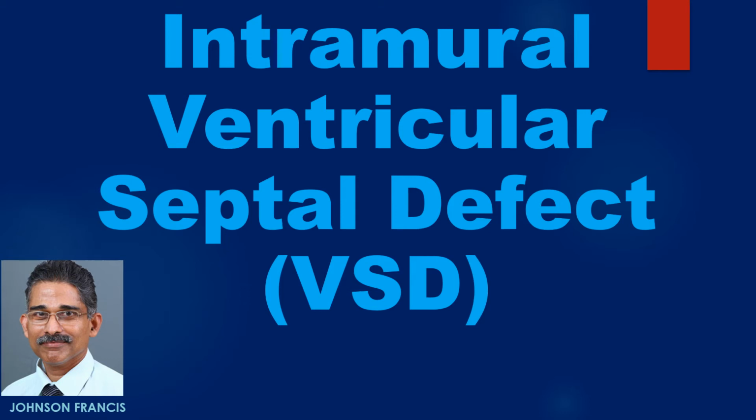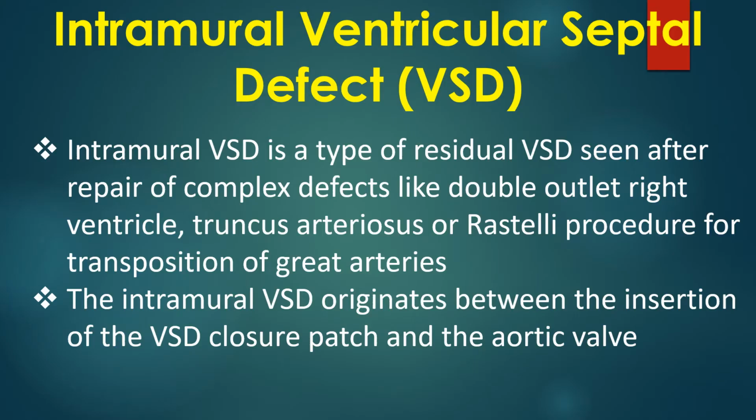Discussion on intramural ventricular septal defect after repair of conotruncal anomalies. Intramural VSD is a type of residual VSD seen after repair of complex defects like double outlet right ventricle, truncus arteriosus, or Rastelli procedure for transposition of great arteries. The intramural VSD originates between the insertion of the VSD closure patch and the aortic valve.